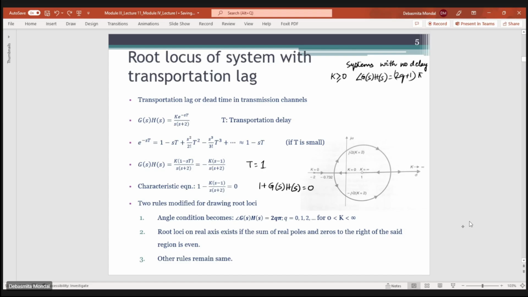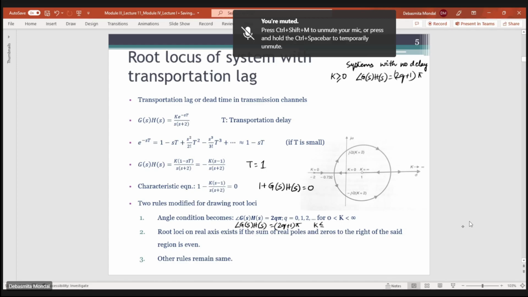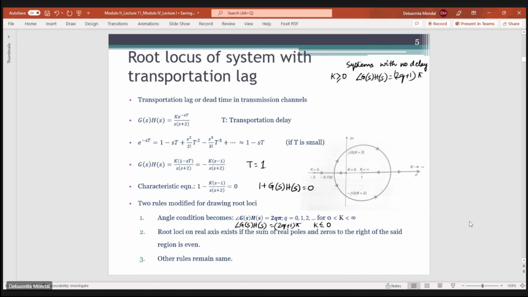But this angle criterion will now be changed if your system has transportation lag. The modified condition becomes: angle of GsHs is equal to 2q pi for k greater than or equal to 0. Similarly, for k less than or equal to 0, the angle of GsHs would be equal to 2q plus 1 into pi. Okay, so this is one condition which needs to be modified in order to draw the root locus for systems with transportation lag.